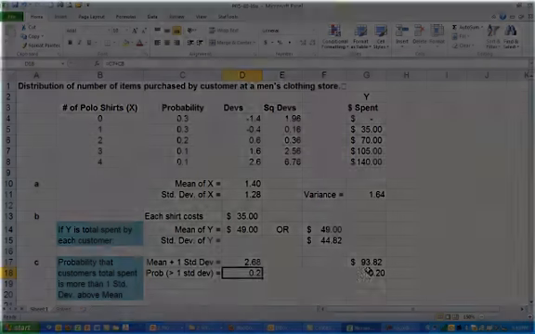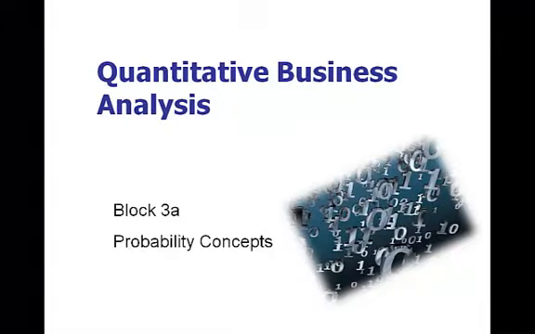All right, that wraps up our discussion on manipulating discrete random variables and discrete probability distributions from the standpoint of calculating some of the basic summary measures, the expected value, the variance, and the standard deviation.